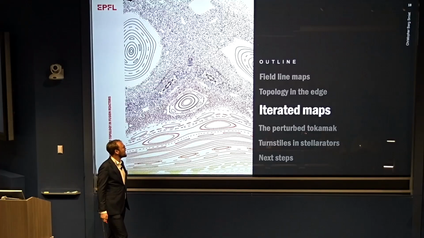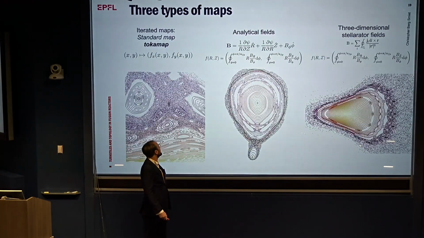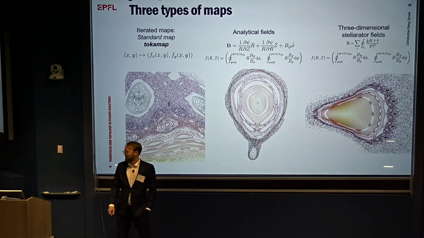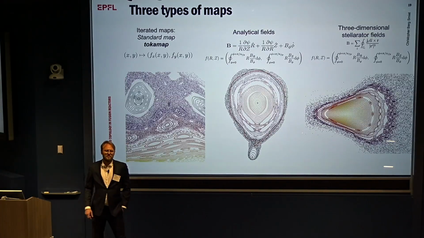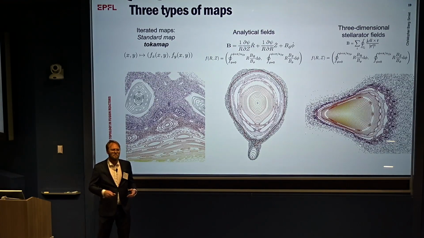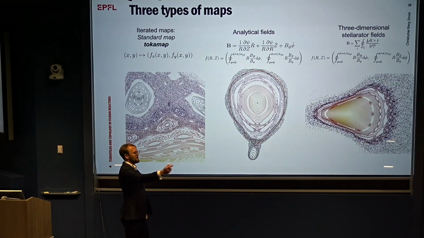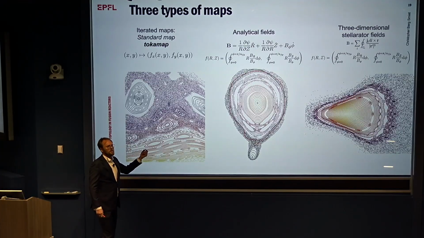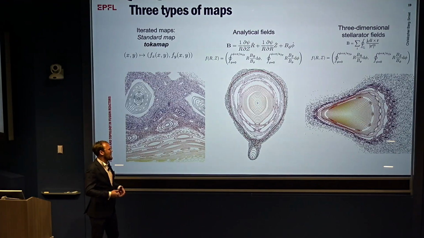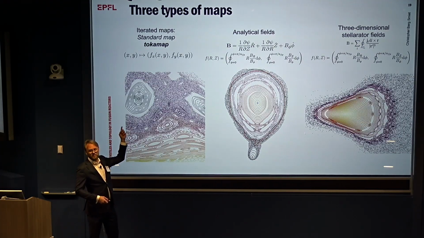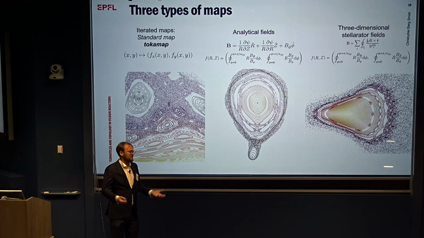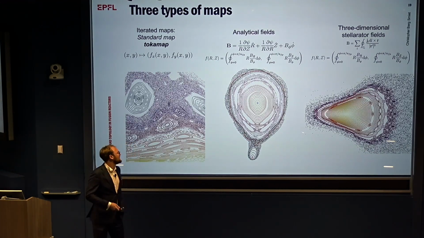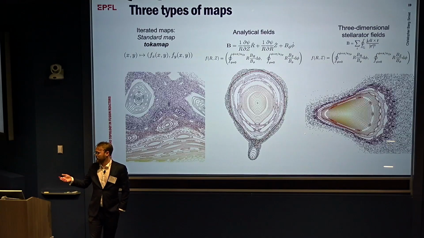First, let's look at the 3 types of maps that I will be discussing today. The simplest form of a map is an iterated map. You don't have to do that complicated 3D tracing, but it's just a function from 2 coordinates, x and y, to another 2 coordinates, x and y. And under certain conditions on those functions, you get trajectories that are very similar to Hamiltonian dynamical systems. Mies used the standard map.